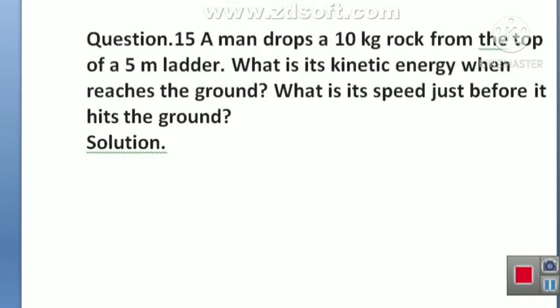A man drops a 10 kg rock from the top of a 5 meter ladder. What is its kinetic energy when it reaches the ground? What is its speed just before it hits the ground?